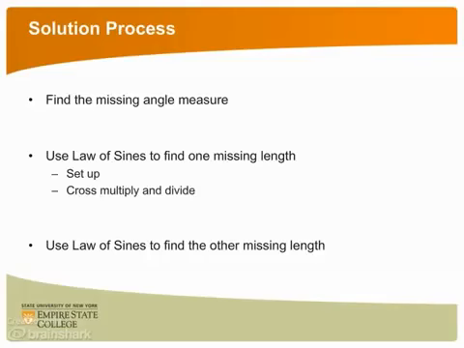We will do the same process twice, one time for each missing length. First, set up your ratios, length of side over sine of the angle. Because we have a proportion, or a fraction equal to a fraction, we can cross multiply. We will divide that product by the other piece of information that we know. This gives us our missing length. Let's look at a couple of examples.